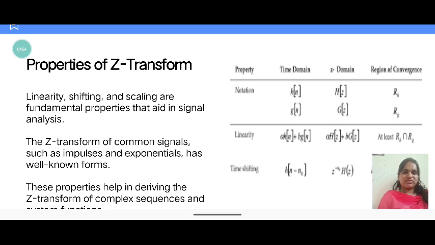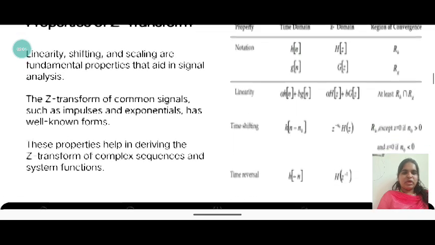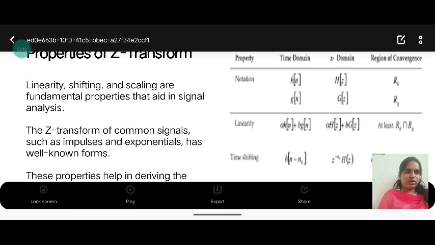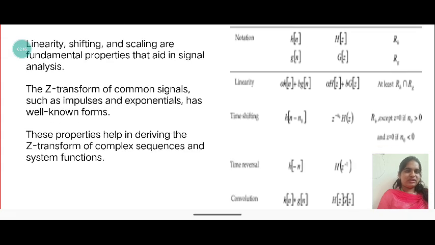Linearity, shifting and scaling are the properties of the Z-transform. These fundamental properties aid in signal analysis. The Z-transform of common signals such as the impulse and exponential is well known. These properties help in deriving the Z-transform of complex sequences and system functions. The notations are h[n], g[n], H(z) and G(z), with regions of convergence Rh and Rg.